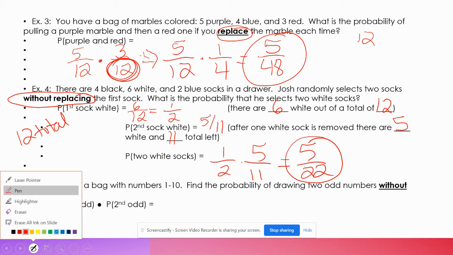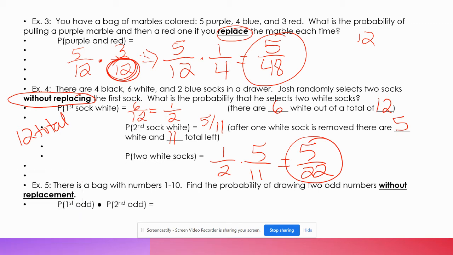And this is dependent. If we would have put that sock back in, it would have been 1/2, because that was what our first probability was here. And then we put that sock back, we'd still have a half to pick a white sock again. And that would be a 1 in 4 chance of getting a white sock total versus the 5/22.